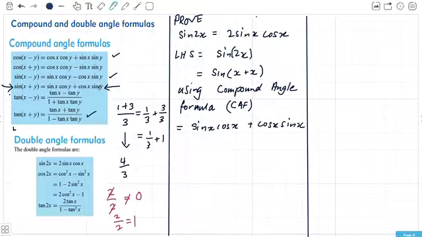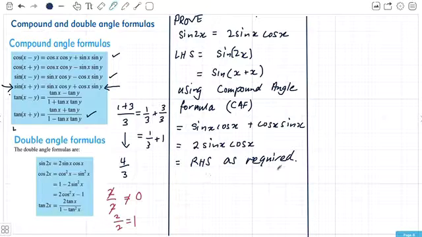Okay, so if we have a think about what we have now, can you see we've got sine x, cos x, cos x? It's exactly the same thing twice. It is 2 times sine x, cos x, which equals the right-hand side as required. So that's a formal proof. And to end it, we'll just put a little dot there, which tells us we've finished our proof.